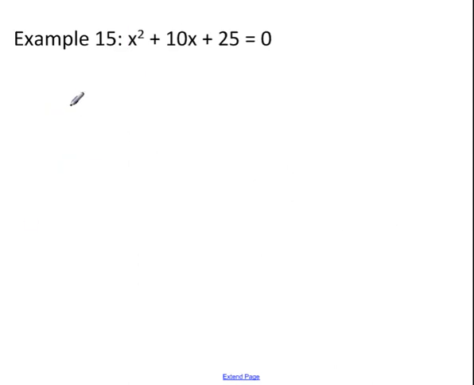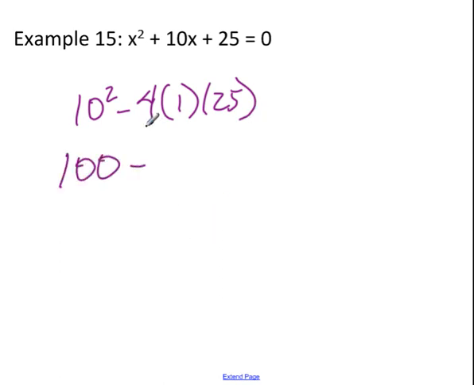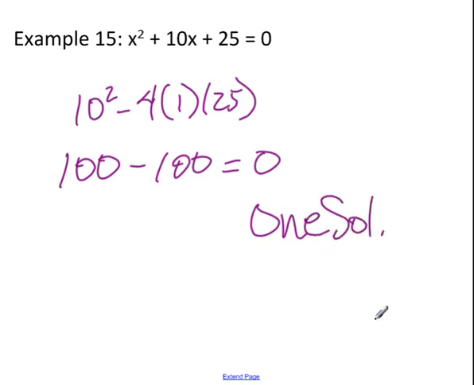Example 15. Again, b squared minus 4ac. 10 squared minus 4 times 1 times 25. Oh, we can see where this is going. 100 minus 4 times 25, 100 equals 0. As soon as I get that equals 0, I'm automatically thinking 0 looks like 1 solution. Only 1. And it's real, not imaginary.